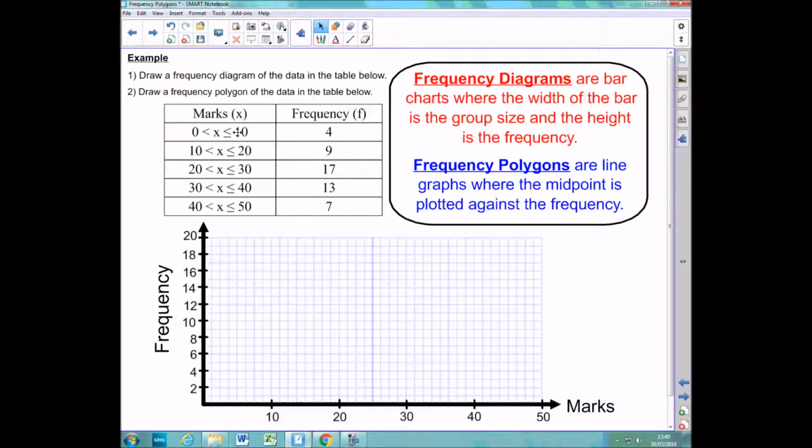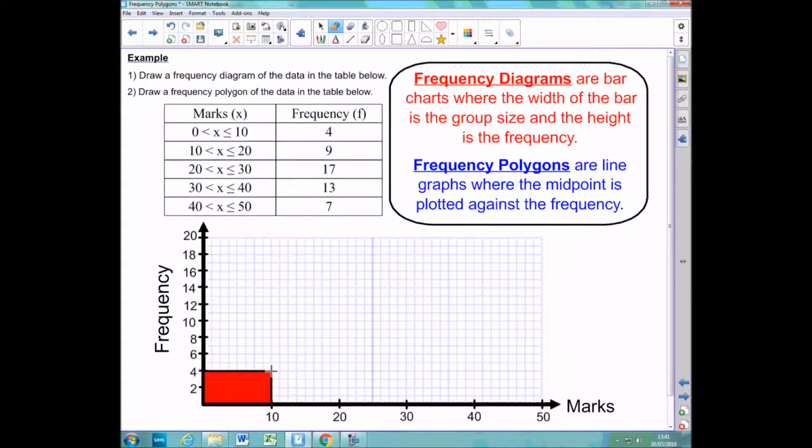So for example, my first bar is going to go between 0 down here on the marks to 10. Now usually these bars are all the same width, but just be really careful when looking through these different groups here that you're always going from this first one to the last one. Okay, and then finally the height of the bar is going to be these values here in the frequency. Okay, so starting with my first row from 0 to 10, I need to have a height of 4.